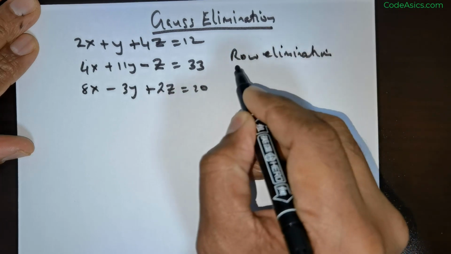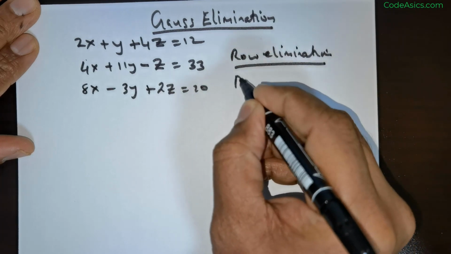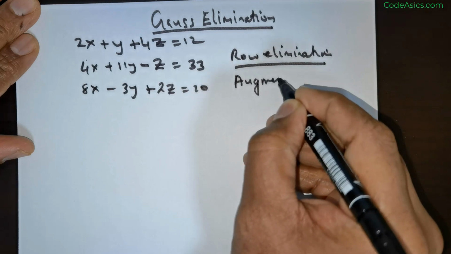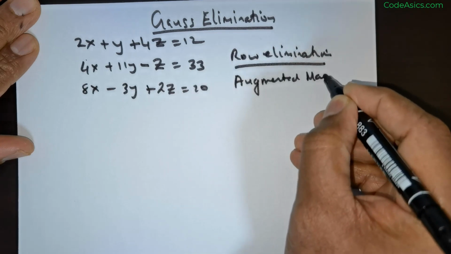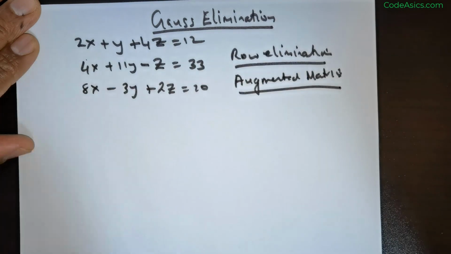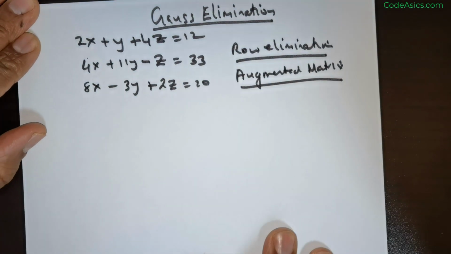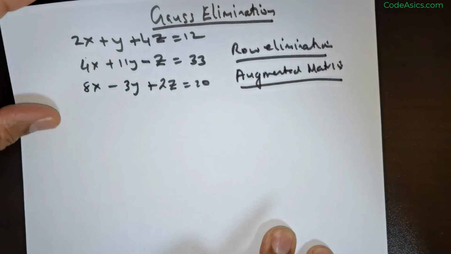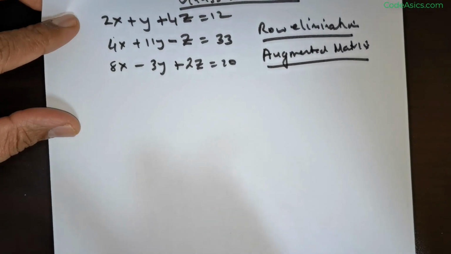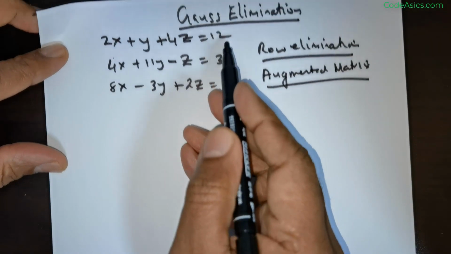Now, after I have completed the row elimination technique, I would use the technique of augmented matrix. So these two techniques would be explained in today's class. Without any further delay, let us start off with the first question. We are expected to utilize Gaussian elimination.